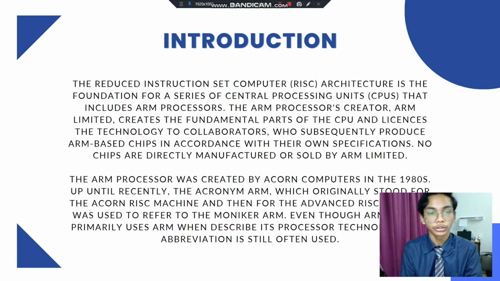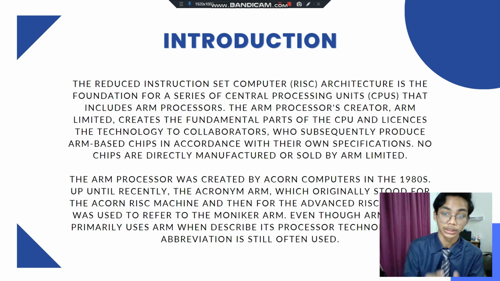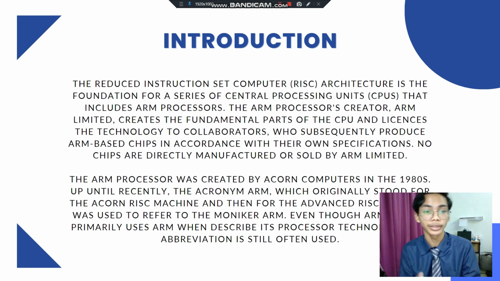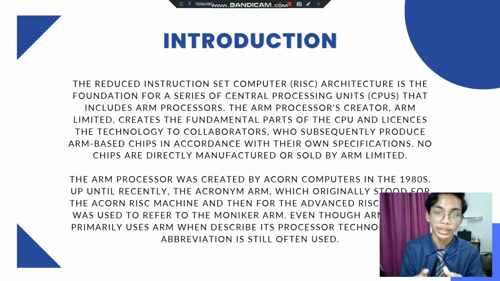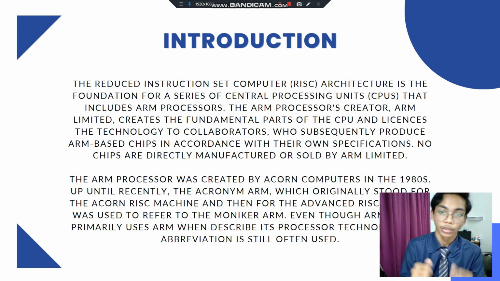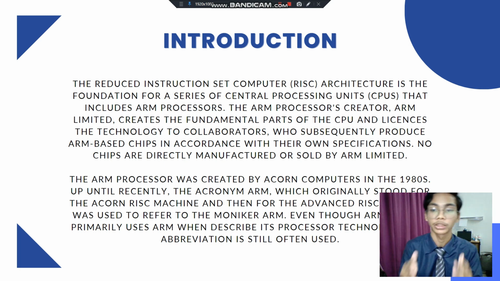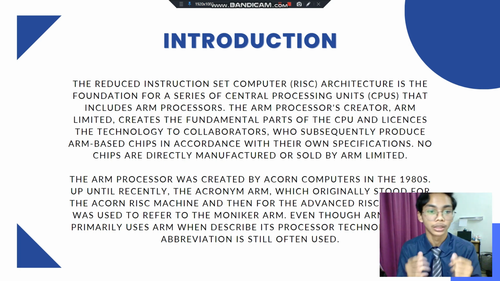Introduction. The Reduced Instruction Set Computer or RISC architecture is the foundation for a series of Central Processing Units (CPUs) that include ARM processors. The ARM processor creator, ARM Limited, creates the fundamental part of the CPU and licenses the technology to collaborators who subsequently produce ARM-based chips in accordance with their own specifications. No chips are directly manufactured or sold by ARM Limited.